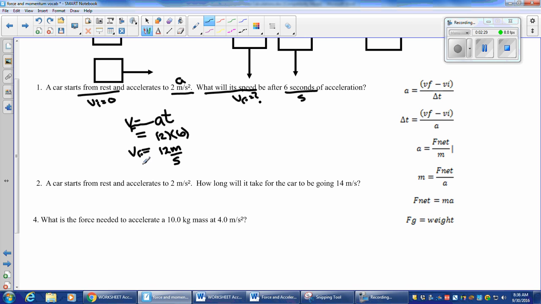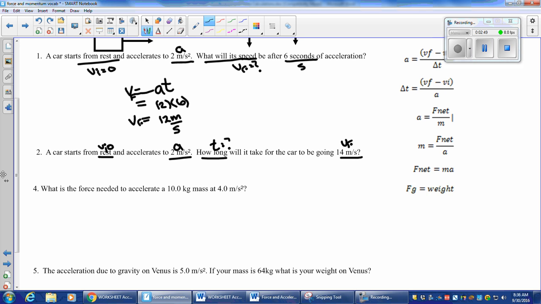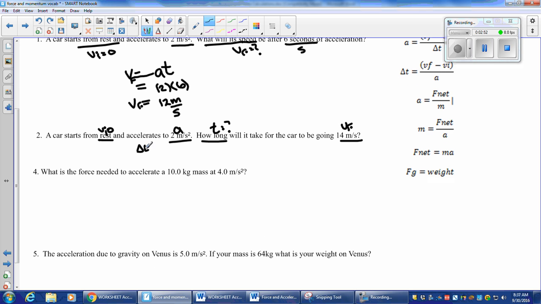Down here, the car starts from rest, that means velocity initial is 0. It accelerates at 2 meters per second squared, so here's our acceleration. How long will it take to be going 14 meters per second? That's our velocity final, and a how long question is our change in time. So let's plug in our values. Change in time equals change in velocity over acceleration. 14 minus 0 is just 14, over 2, and that's going to take 7 seconds. That's our time.